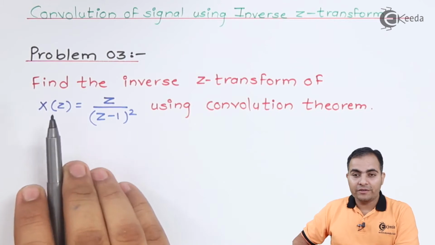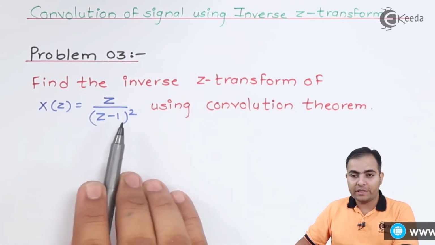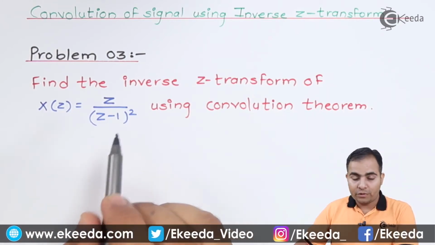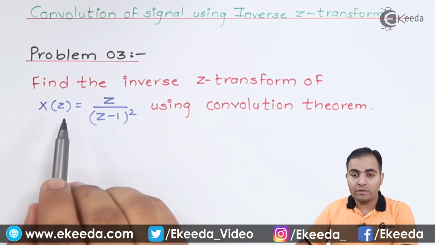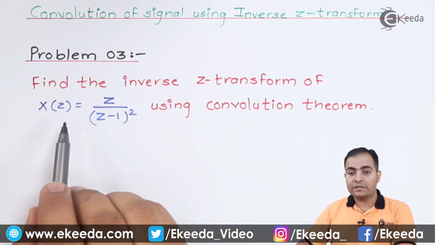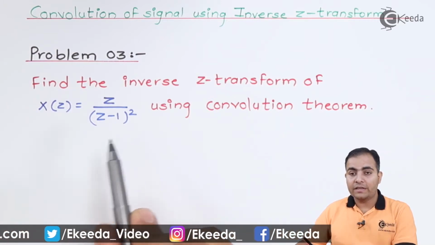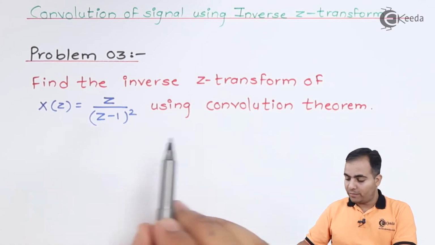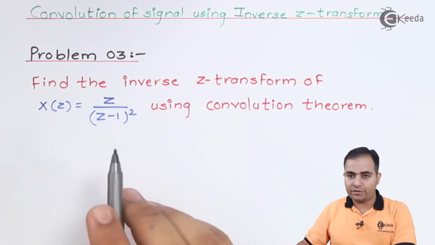Problem number 3. Find the inverse Z transform of X of z, which is z upon (z minus 1) whole square, using the convolution theorem. Now here the question is not given in terms of x of n, it is in the form of z, or you can say the function is in Z transform. Now we have to obtain the time domain or discrete domain format of X of z, but using the convolution theorem. Now I'll show you how to obtain x of n.